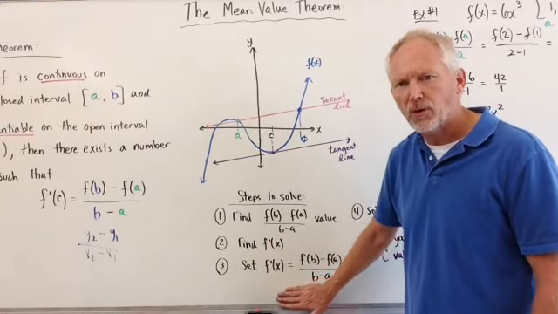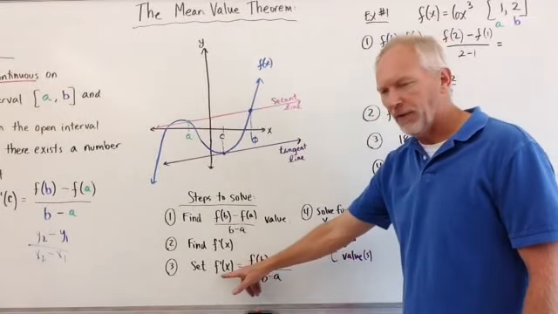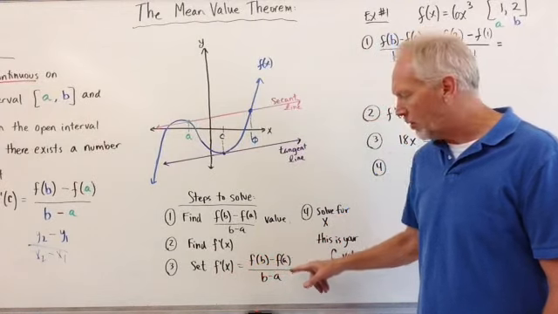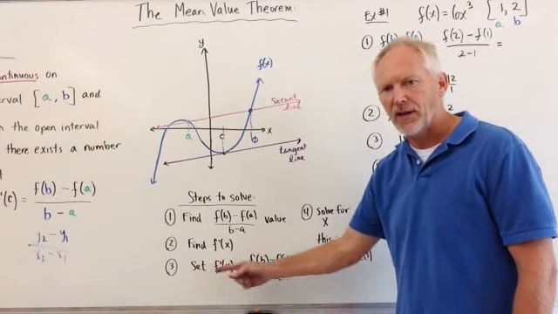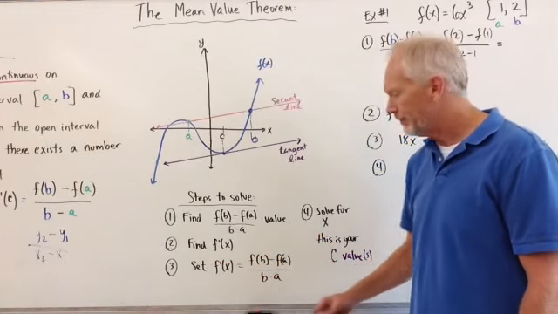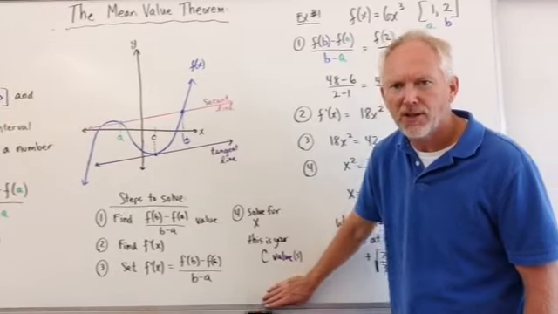Then you're going to set the two equal to each other. Okay? So we're going to get f prime of x is equal to f of b minus f of a. You're going to get two sets of values. This will have an x in it. This will be a number. All right? Then you solve for your x, and that will be your c values.